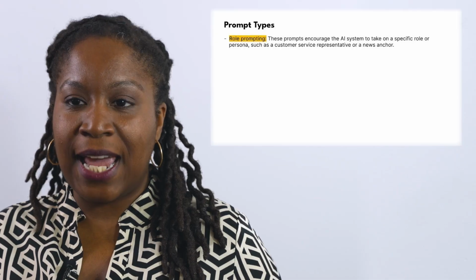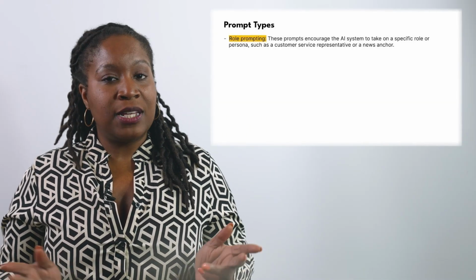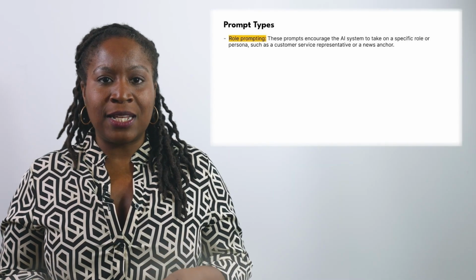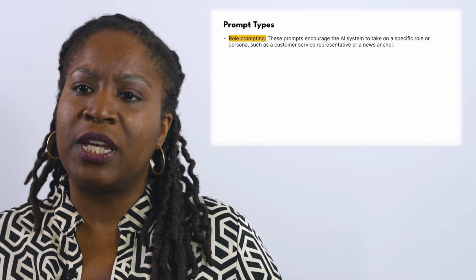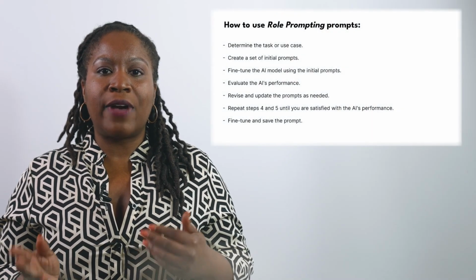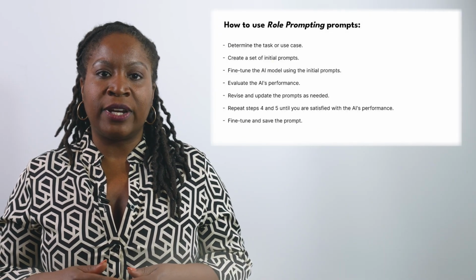The next type of prompt is role prompting. These prompts encourage the AI system to take on a specific role or persona, such as a customer service representative. For example, as a customer service representative, how would you handle a complaint from a customer? Here is a general overview of how to use role prompting within prompt engineering.